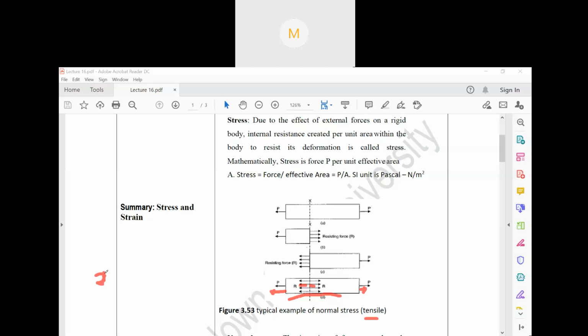This is tensile. But had it been in the opposite direction, this could have been compressive. Just try to understand it.